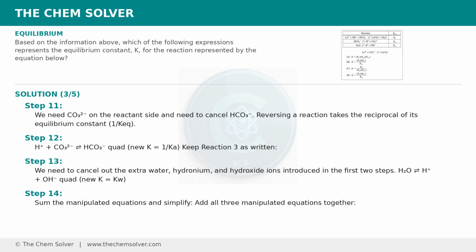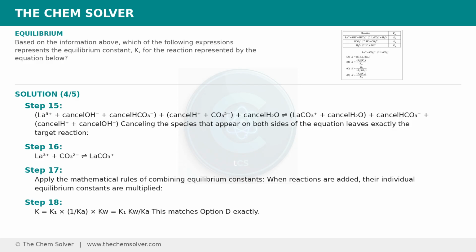Add all three manipulated equations together. La^3+ + OH^- + HCO3^- + H^+ + CO3^2- + H2O is in equilibrium with LaCO3^+ + H2O + HCO3^- + H^+ + OH^-. Canceling the species that appear on both sides of the equation leaves exactly the target reaction. La^3+ + CO3^2- is in equilibrium with LaCO3^+.